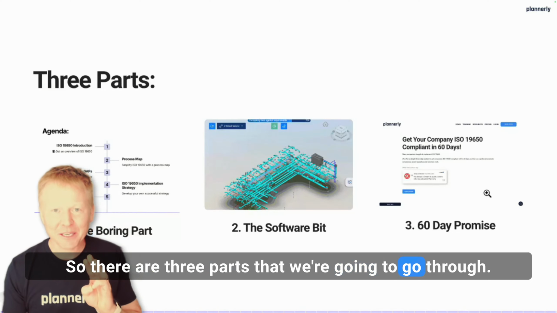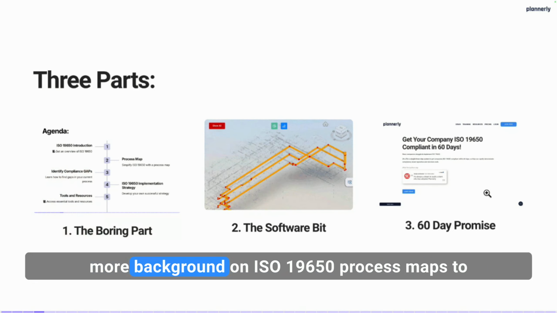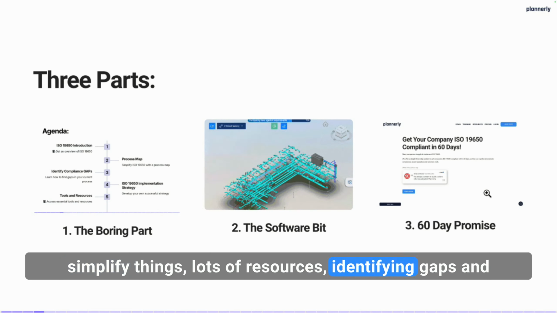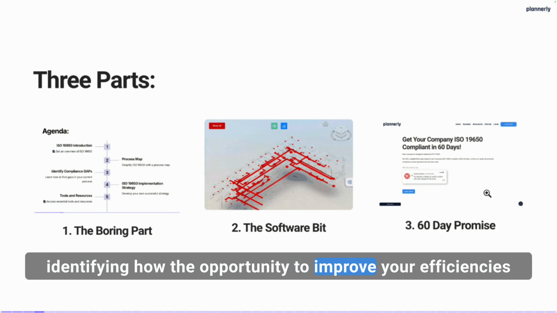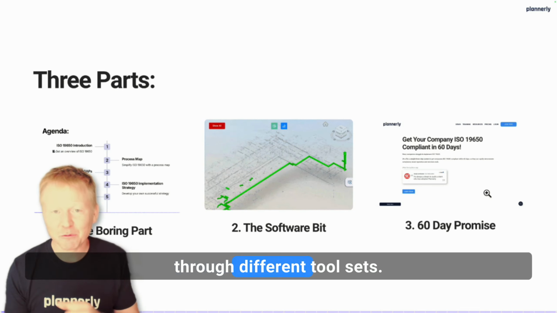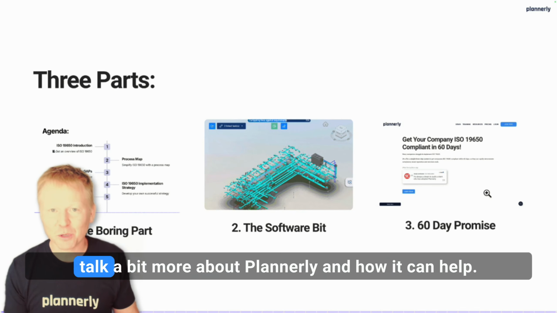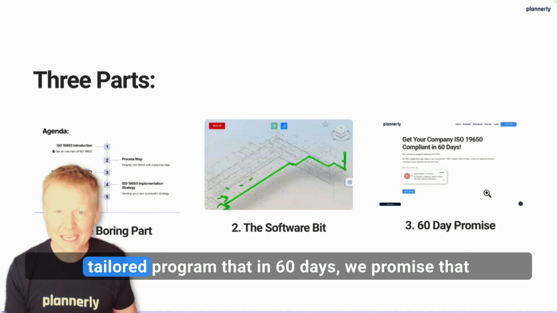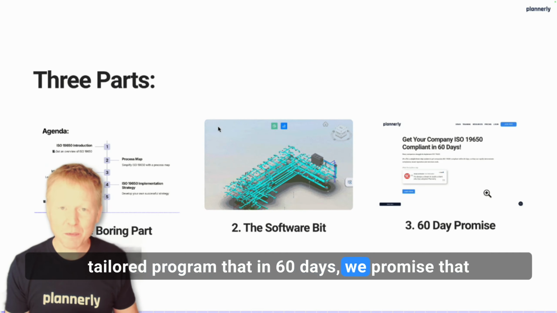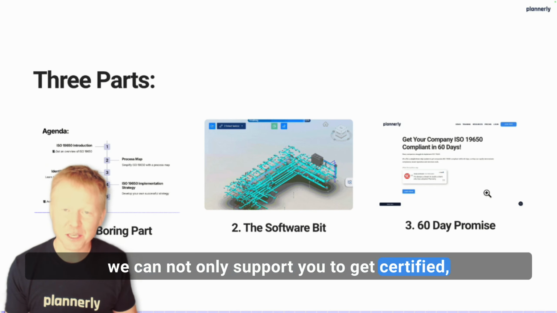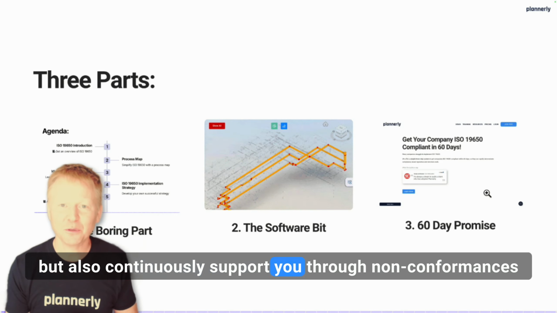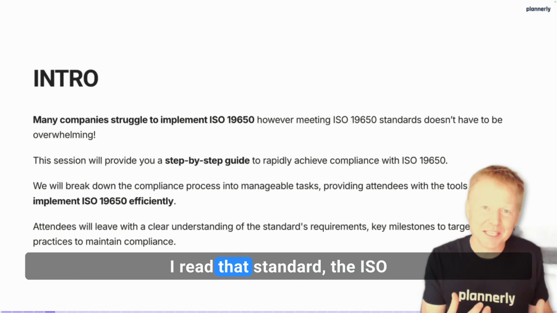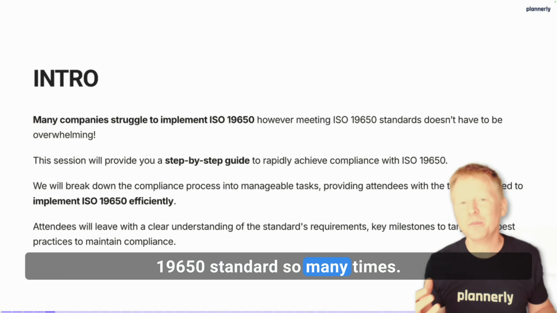So there are three parts that we're going to go through. The first is the boring part, a bit more background on ISO 19650, process maps to simplify things, lots of resources, identifying gaps and identifying the opportunity to improve your efficiencies through different tool sets. Then we'll get into the software bit, talk a bit more about Plannerly and how it can help. And then the part that's really exciting is that tailored program that in 60 days, we promise that we can not only support you to get certified, but also continuously support you through the non-conformances and improving efficiencies at your company as well.